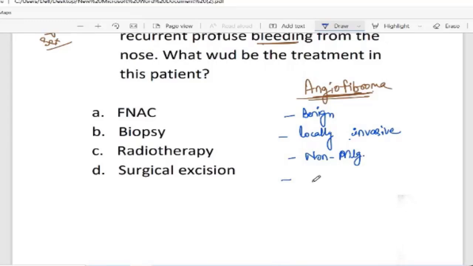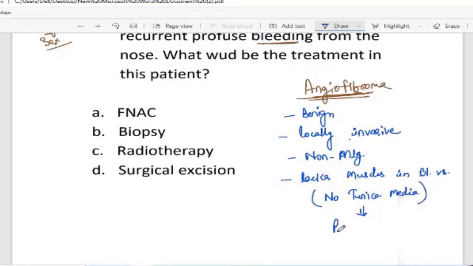What is the peculiarity of this tumor, angiofibroma? It lacks the muscles in blood vessels. That is, there is no tunica media. There is only fibrous tissue and the blood vessels have the endothelial layer, but there is no muscular layer. So no tunica media, and that's the reason angiofibroma comes up with profuse bleeding.